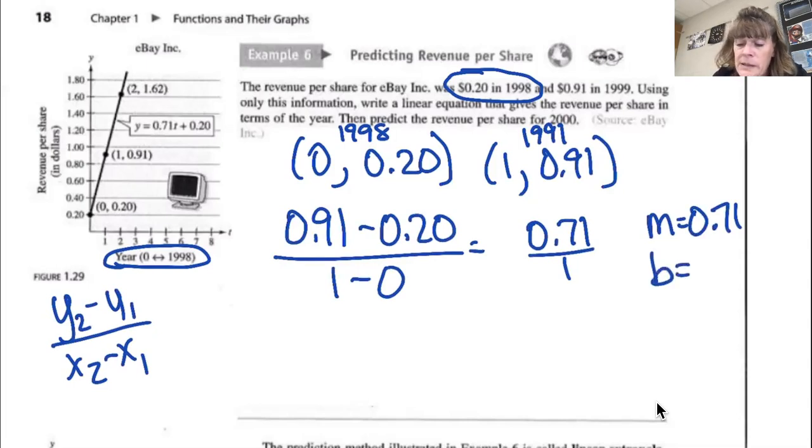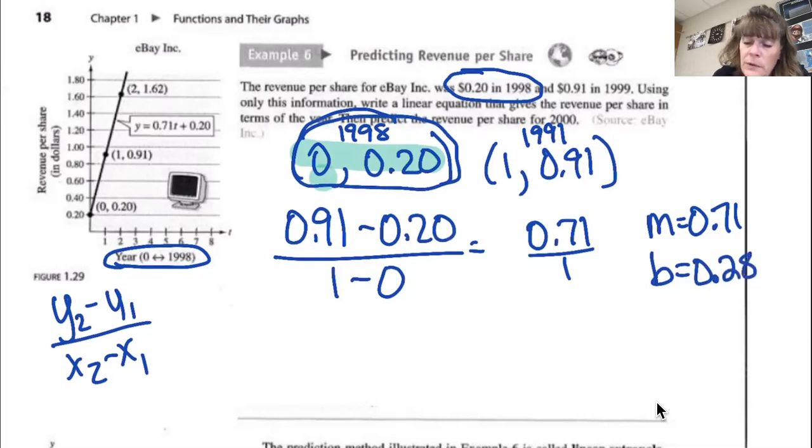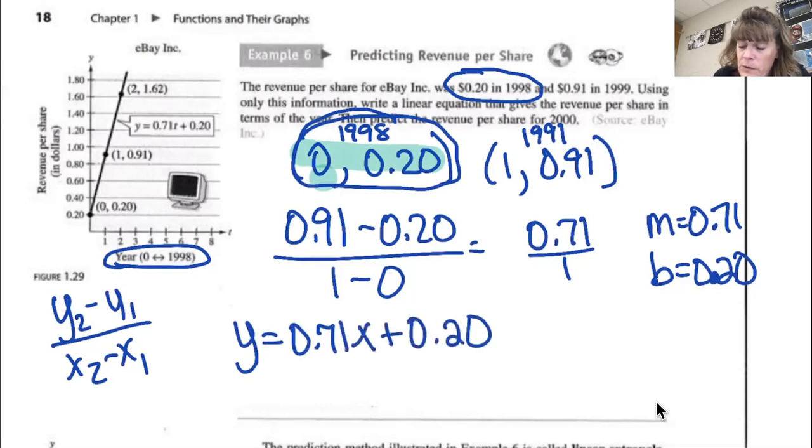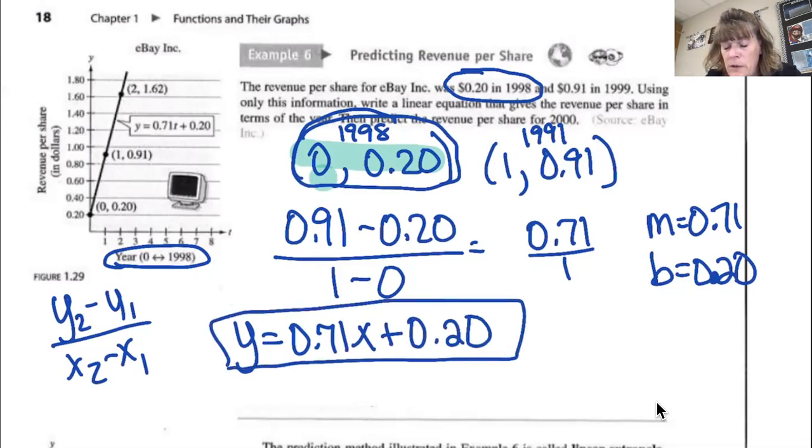My b in this case is, remember this? My x was 0 in 1998, so that means my y value is my b. So that is my equation. My equation is y equals 0.71x plus 0.20.